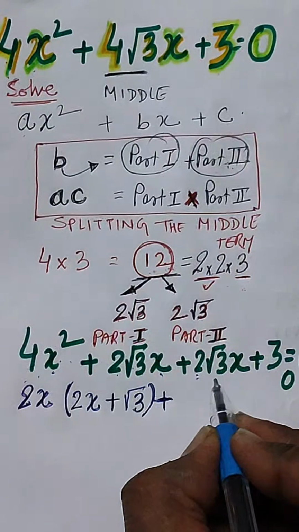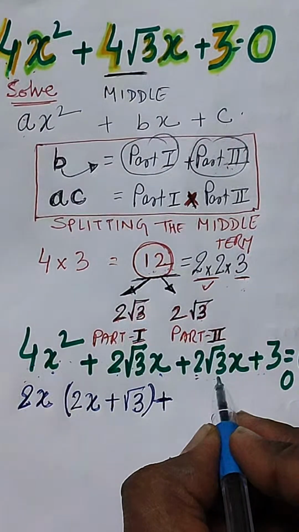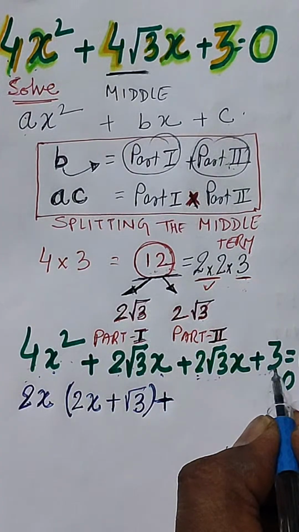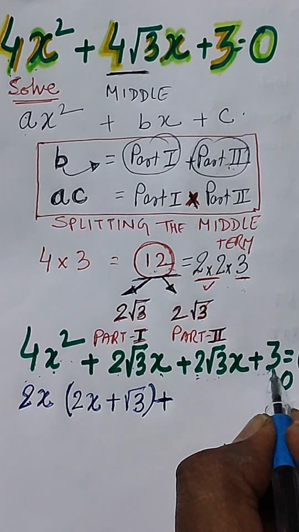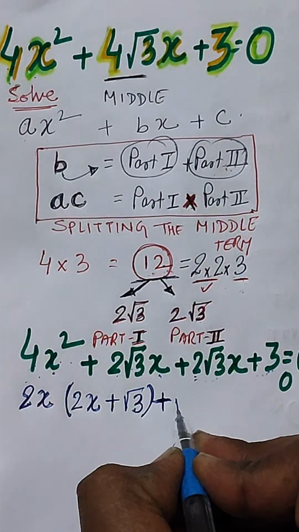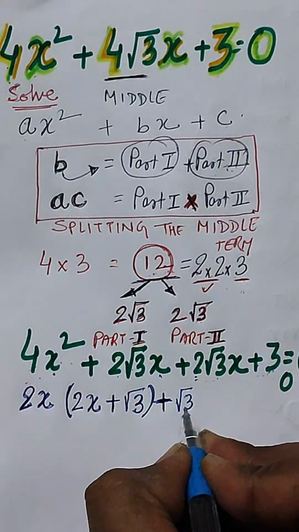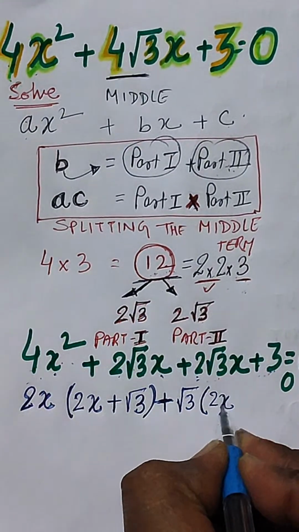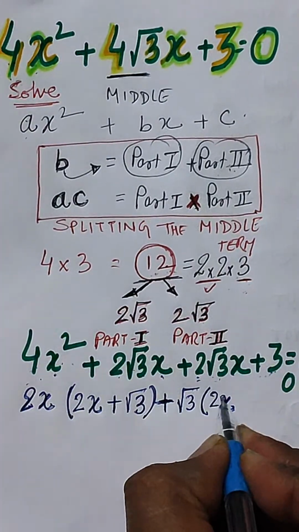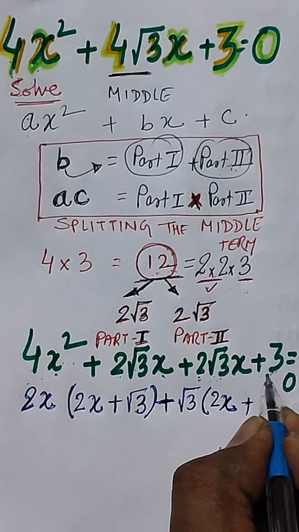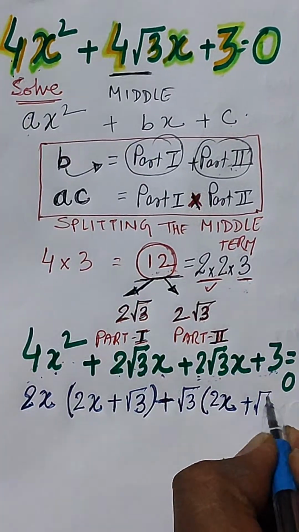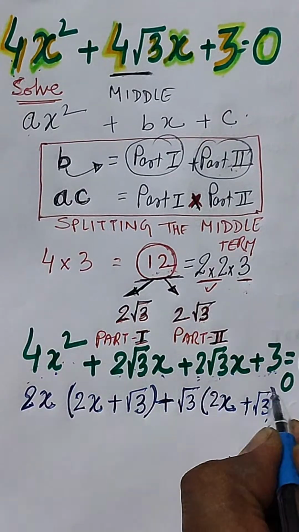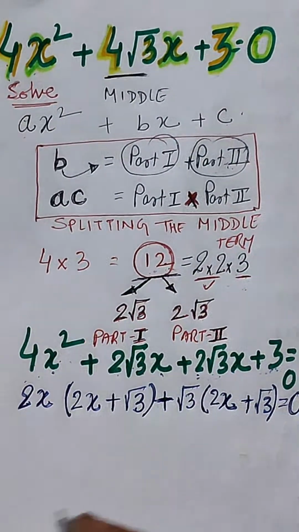And from these last two terms, what are the things which can be taken as common? You can see 2 is not here. Only root 3 can be taken as common, because this 3 can be written as root 3 into root 3. Then when only root 3 is taken as common, we are left with 2x from here, and plus from the last term only root 3, right? Because root 3 into root 3 is 3, equal to 0.